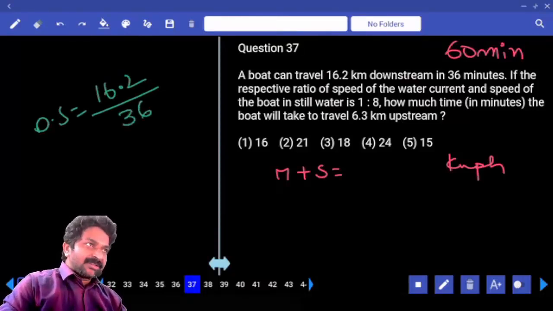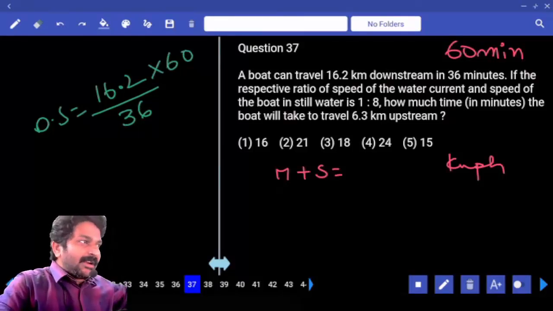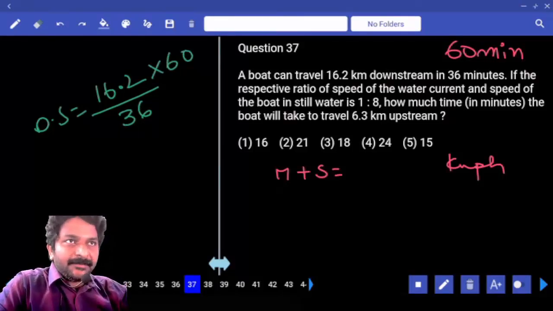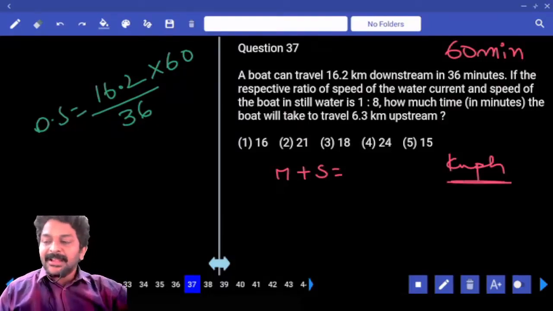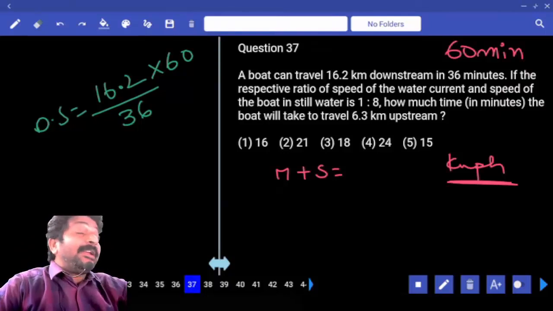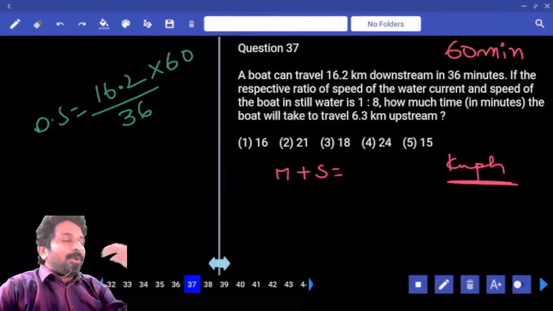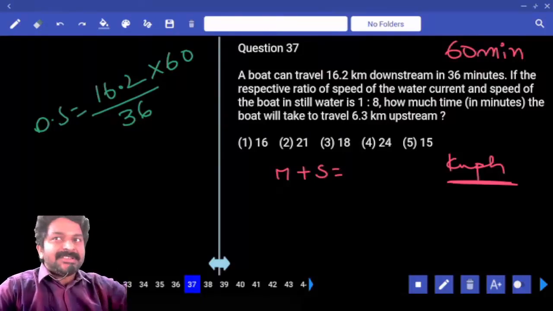Minutes converts to hours by dividing by 60. Denominator in the denominator comes to the numerator. You'll have to calculate this and get the downstream speed. But we know that we always measure speed in kilometer per hour. That means whatever the distance that you can cover in 1 hour, that itself is the speed in kilometer per hour.